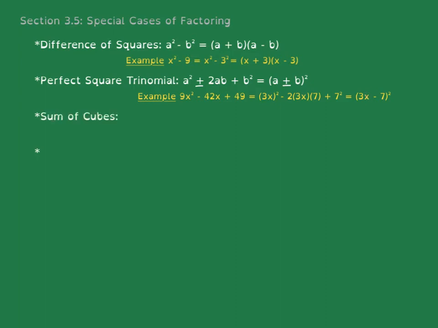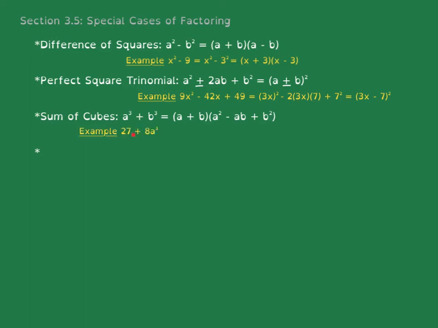The next special case of factoring is called the sum of cubes. I bet you can predict what this would look like. That's right, we literally add together two cubes. So a cubed plus b cubed. This is going to factor to a very special formula. It factors to a plus b times a squared minus ab plus b squared. Might as well look at one quick example for this one as well.